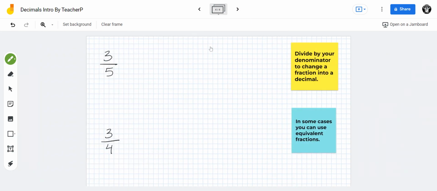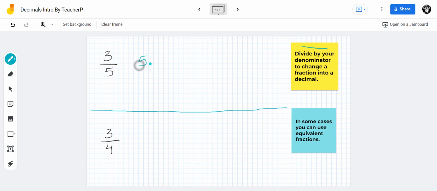All right, ladies and gentlemen, one more thing I want to get across to you today. When you are thinking about decimals, you can also think about it in terms of fractions. And how do they relate to fractions? Because a decimal is also part of a whole. If you want to change a fraction into a decimal, the easiest way that will always work is to divide by your denominator.